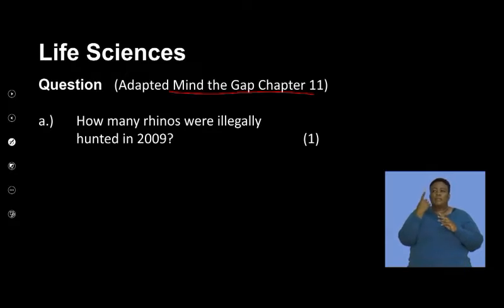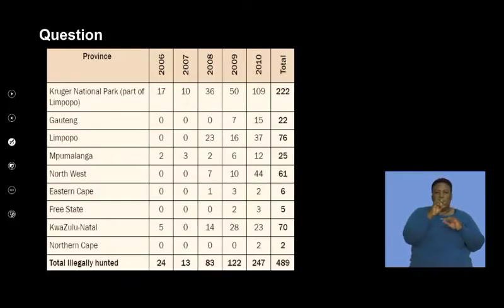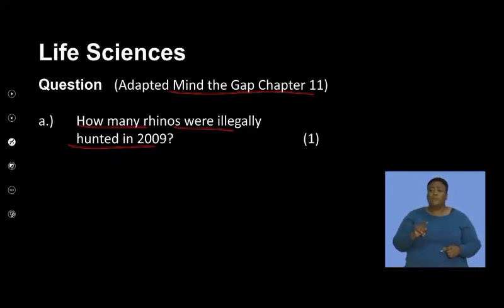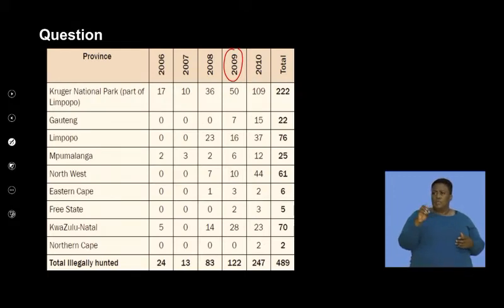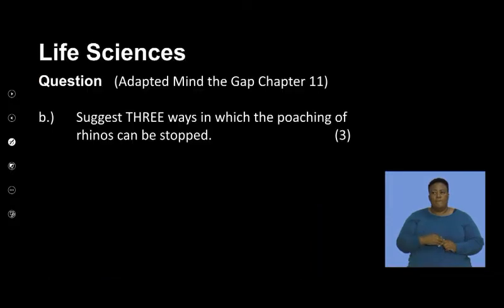So the first question refers to how many rhinos were illegally hunted in 2009. And if we go back to that table, if we look at 2009, I think the question points to rhinos illegally hunted in 2009. So in 2009, we can see that a total of 122 were illegally hunted. That is a question that requires that you read through a table and extrapolate information from that. So in this case, there were 122, my apologies, that were illegally hunted in the year 2009.